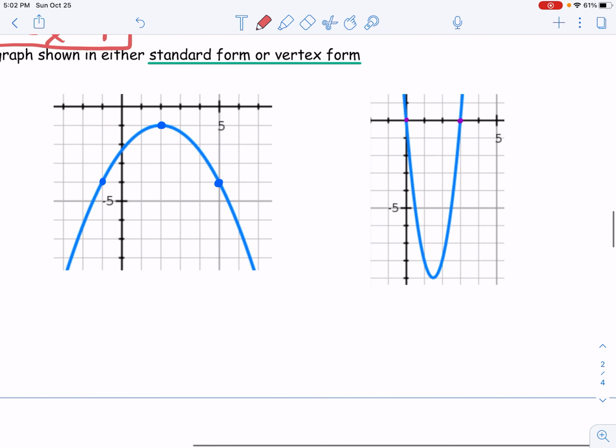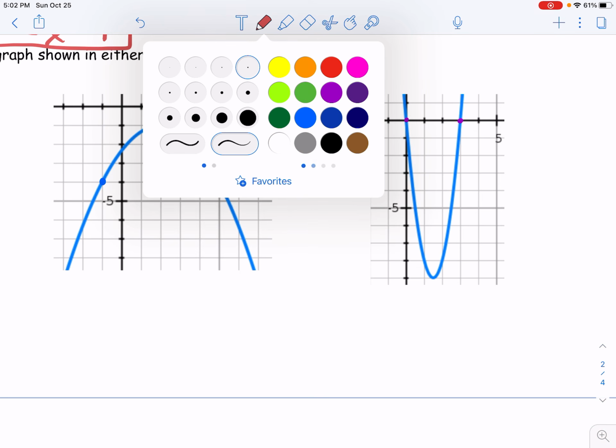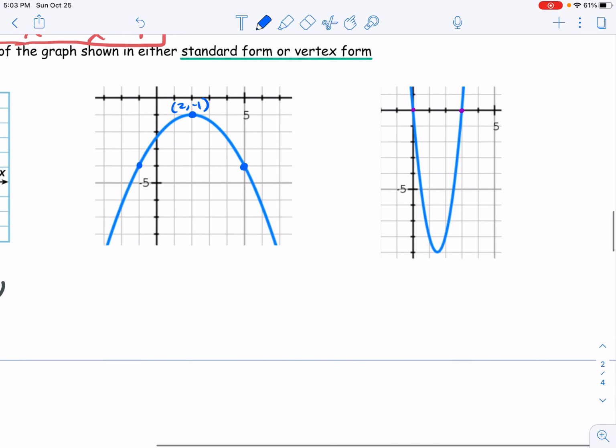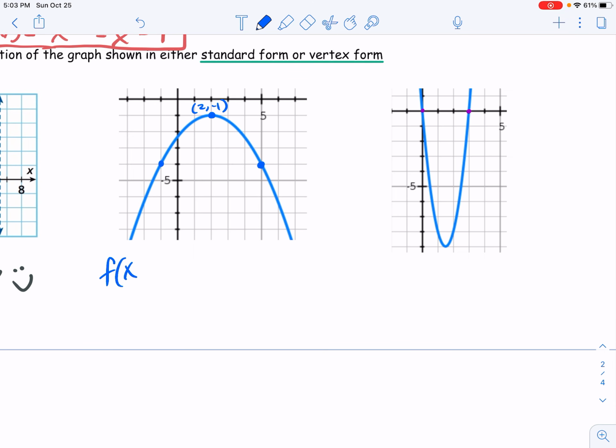So the second graph, I want to just start picking out information. I first noticed that it's opening down, so it had to have been reflected over the x-axis. I also see exactly where my vertex is. It is at positive 2, negative 1. So I'm going to start writing this in vertex form because I know that it's opening down. I don't know what my a value is just yet, but I know it's going to look like x minus 2 squared minus 1 because of where the vertex is.